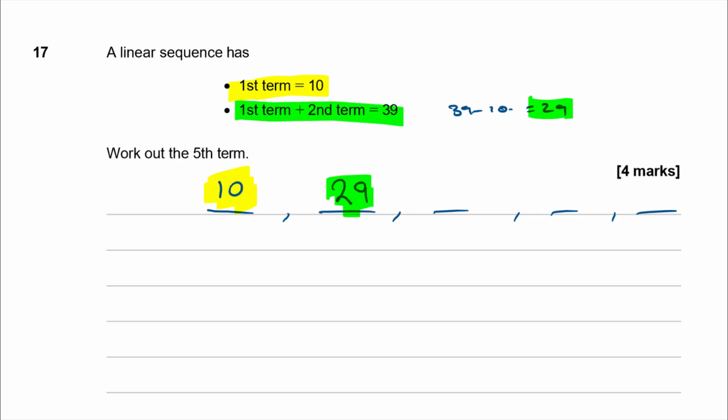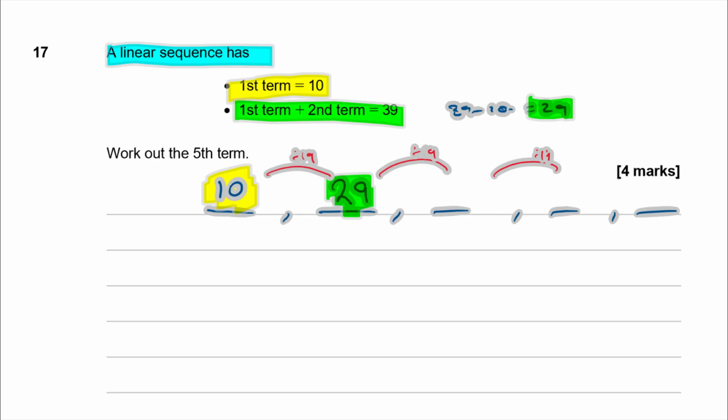So that's 29. And we know it's a linear sequence, and a linear sequence means it's going up by the same number each time. Now this one is going up in 19s, isn't it? I've added 19 there. So if it's going to continue being a linear sequence, I'm going to keep on adding 19. I'm going to add 19. I'm going to add 19. I'm going to add 19.